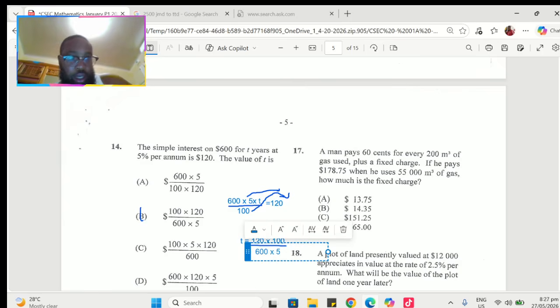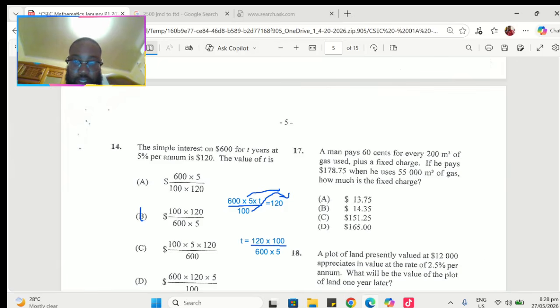Simple as that. Don't overthink it. Why trainees always get the best teachers. Wow, I appreciate that. But don't overthink it. It's as simple as that, right? They want to know the value of T, so you're just making the T the subject of the formula. You take everything that's on the side with T and move it to the next side. And when you move it to the next side, it does the opposite of what it was doing before. So this 100 was dividing, you move it across and it's multiplying. This 600 and 5 was multiplying, and you move it across, it's dividing. And that is how we get B, right? 120 by 100, over 600 by 5.